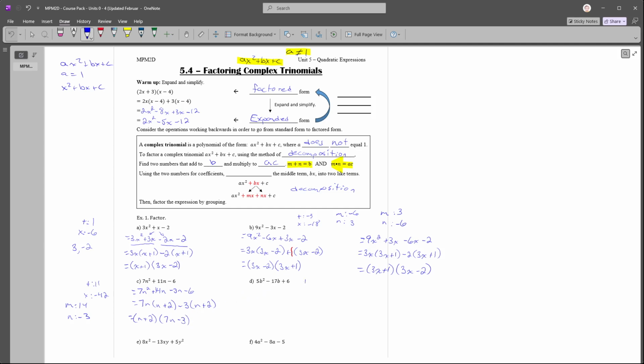Same idea. Two numbers that add to negative 17. Not the best number in the world, but it is what it is. And two numbers that multiply to 30. Okay? That's a positive, so they're both going to be the same sign. And that's a negative. That tells me that they're both going to be negative. Okay, so I got to find two numbers that add to negative 17 and multiply to 30. The obvious one is, of course, 15 and 2. Okay, so in this case, we're going to have negative 2 and negative 15.